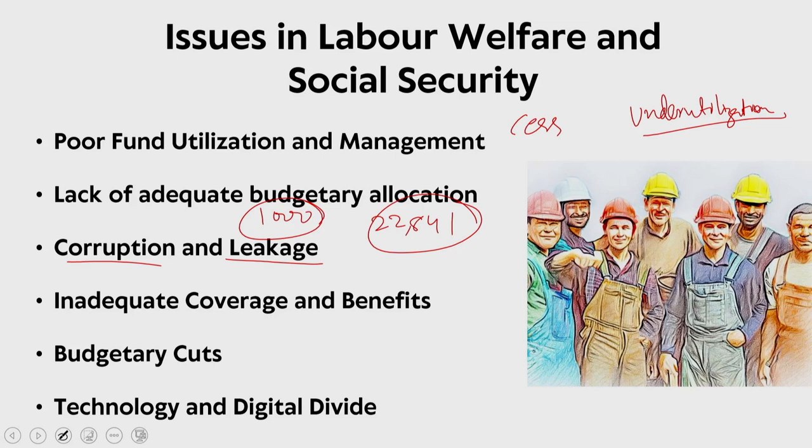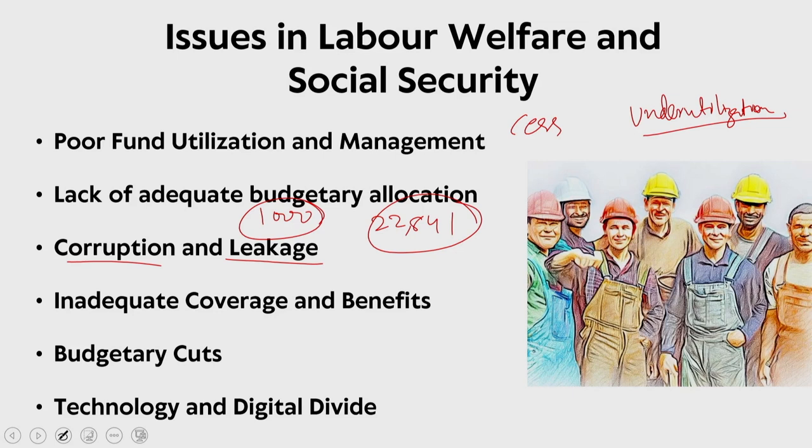This is a persistent, pertinent issue of inadequate coverage because, for instance, the contribution by the Centre to welfare schemes like old age pension schemes has stagnated at rupees 200 a month since 2006, which is below the minimum wage per day if you look at it from that angle. Moreover, the eligibility criteria for some of the schemes are very restrictive and typically exclude many deserving beneficiaries.